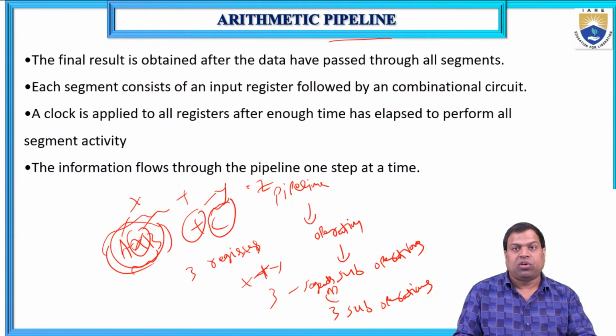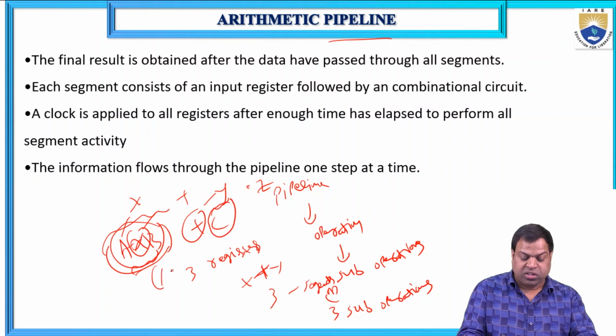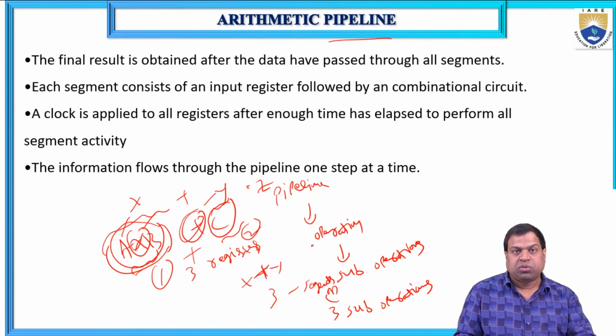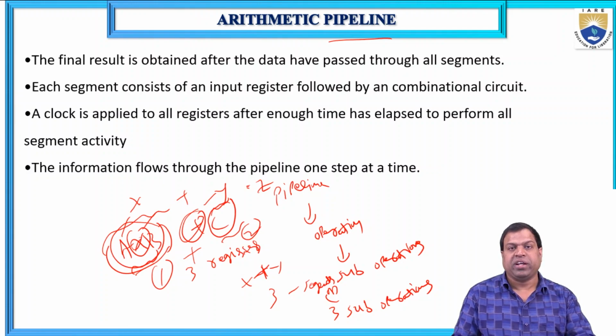Each segment consists of an input register followed by a combinational circuit. A into B is one segment, C is another segment, and the addition of 1 plus 2 is another segment. So here 3 segments are there. These 3 segments use combinational circuits with a clock pulse applied to the registers. And what is the elapsed time to perform all the segment activity? The information flows through the pipeline one step at a time.